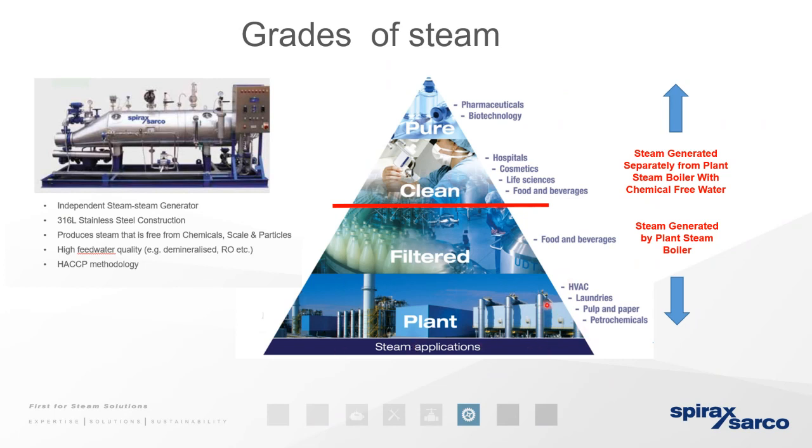Plant steam is generated in a normal economical industrial boiler. And yes, there are other processes, but this is generally for steam that does not come into contact with any product. Here we have some industries: HVAC, laundries, pulp and paper, petrochemical. In some food and beverage plants, you would also find this. A much more improved steam is the one that is filtered, and this means that it has a clean steam filter within that system, and it is used in food and beverage plants, but it's a better or more improved steam than that of plant steam.